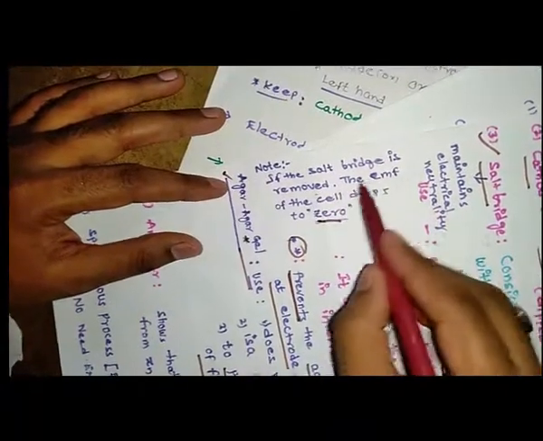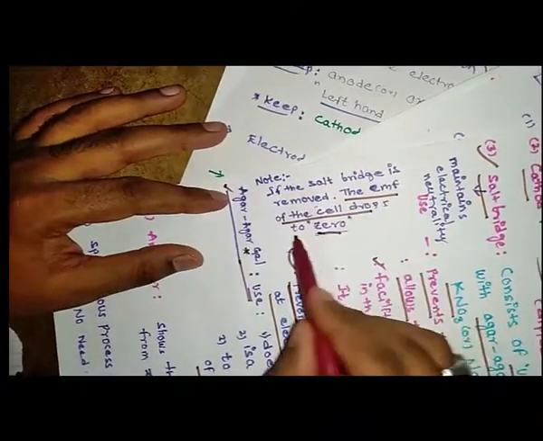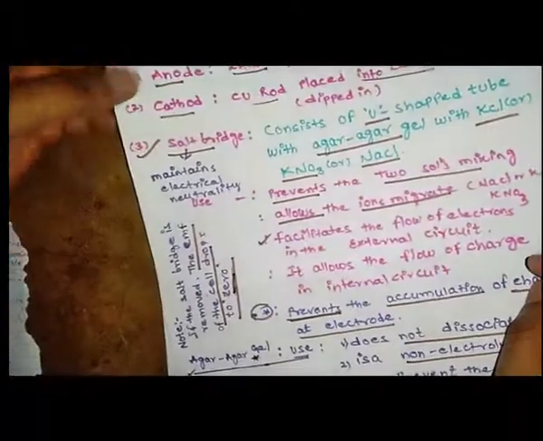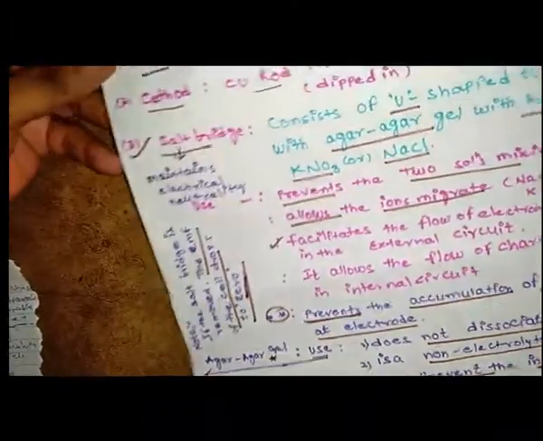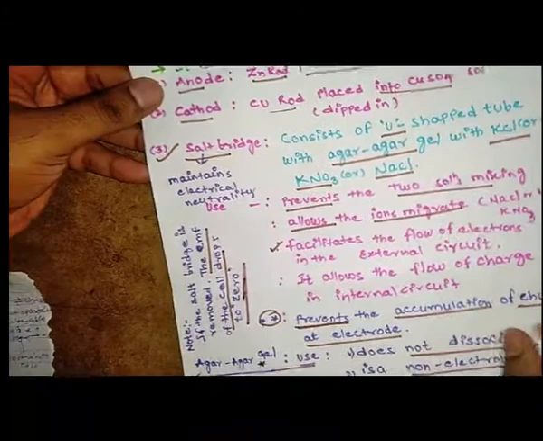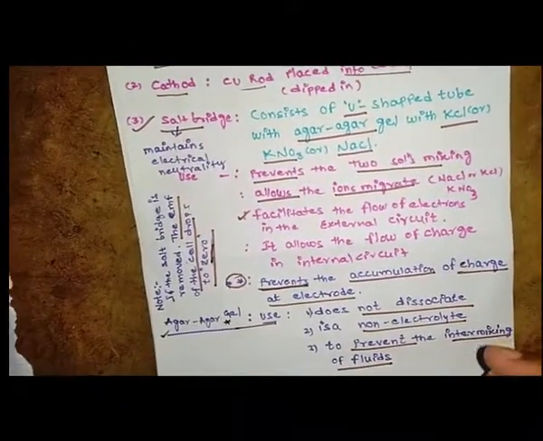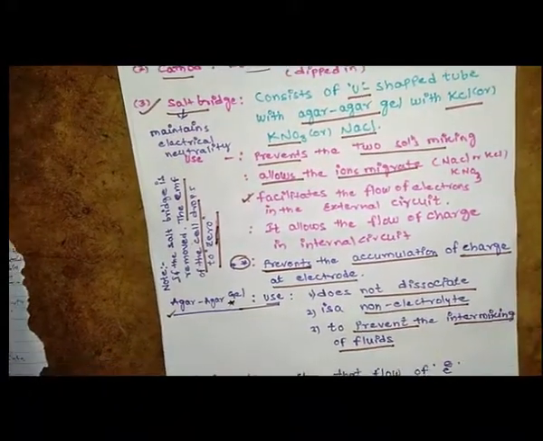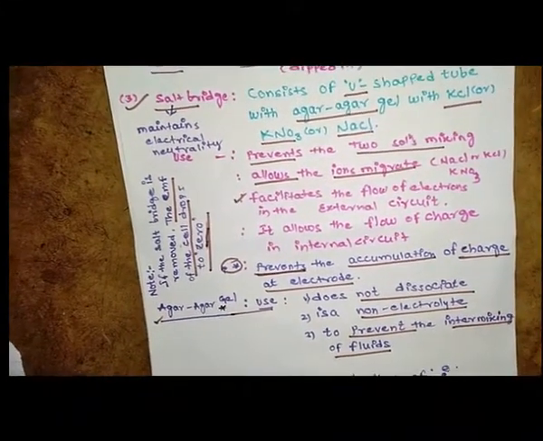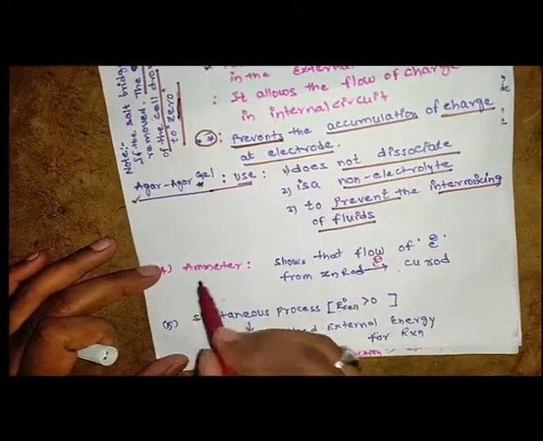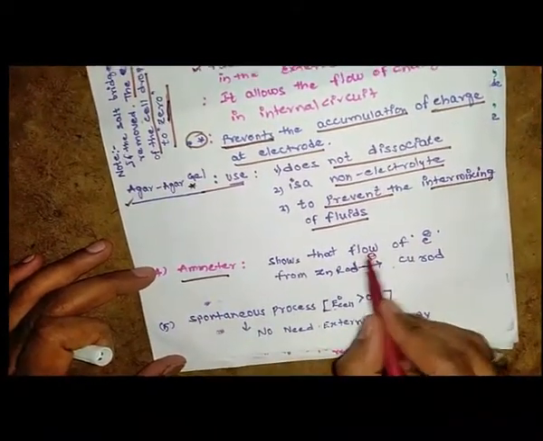Right now, if the salt bridge is removed, the EMF of the cell drops to 0. So when you remove the salt bridge in the voltaic cell or galvanic cell, the electromotive force becomes 0. When you remove that salt bridge, the EMF value is 0. There is no production of electric current. Next one, we are using here an ammeter. That ammeter shows the flow of electrons.